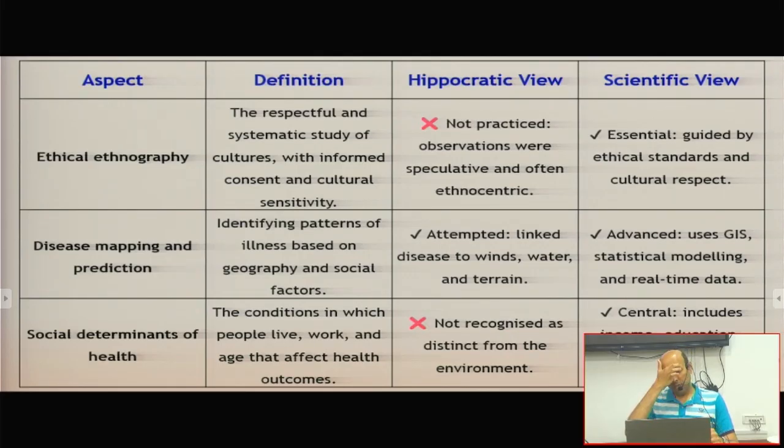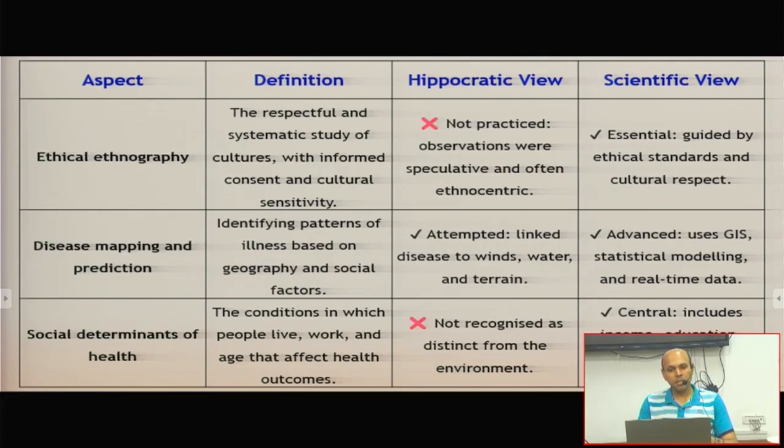Ethical ethnography is the respectful and systematic study of cultures with informed consent and cultural sensitivity. That is ethical ethnography. So it's essential, guided by ethical standards and cultural respect, because it will tell you many things in a community, for example, if you want to solve problems in those communities. Okay, it's not like we study a community just for fun, right? We are trying to understand what is happening over there, what you can do, how you can improve the health and well-being of those people.